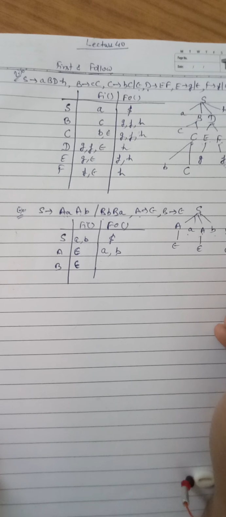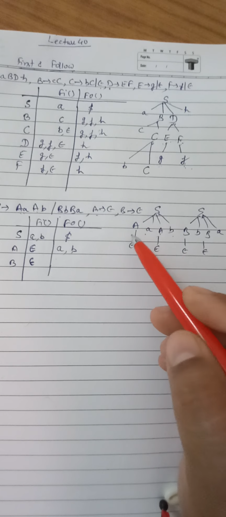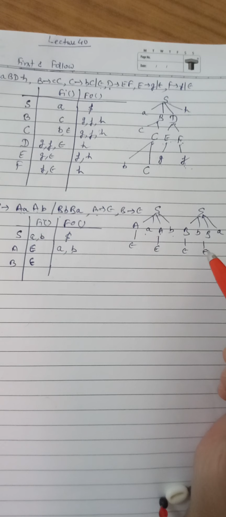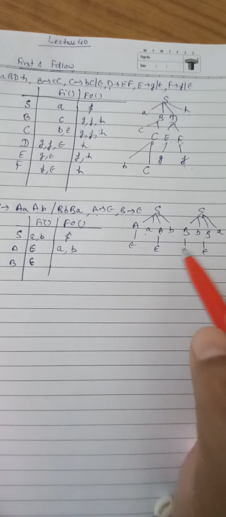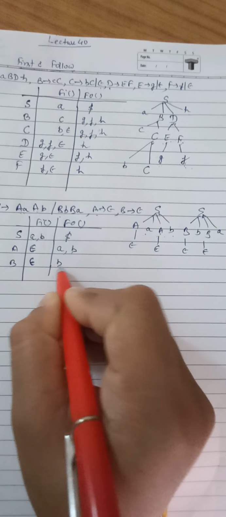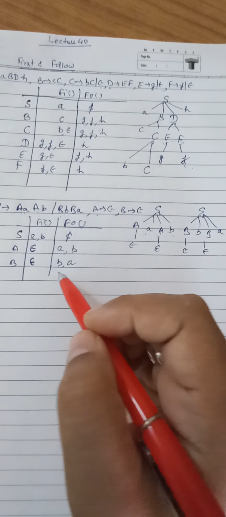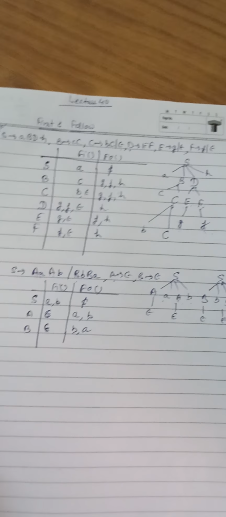If we put epsilon, because what is the value of A? A's value is epsilon and B's value is also epsilon. So if we put these values, after A what will we get? A, B, and after B what will we get? B, A. So this will be the follow and this will be the first. In that way we can calculate first and follow of the grammars.